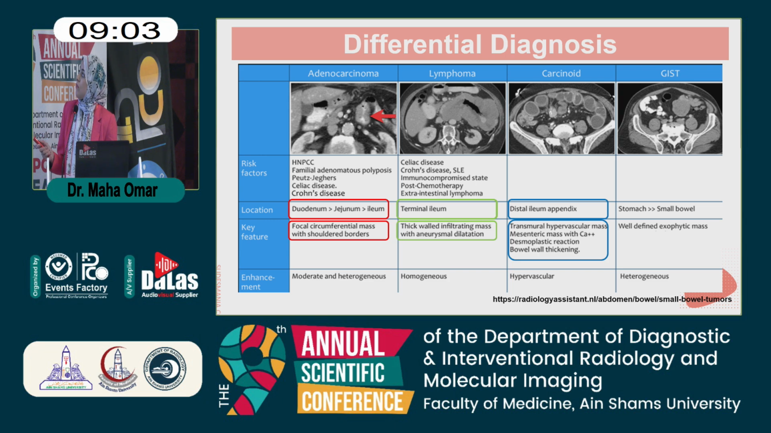And in our case, GIST is a well-defined, mainly exophytic mass, but can be presented, as in our case, as endophytic and exophytic mass. The most common location is the stomach, followed by the small bowel, as in our case.